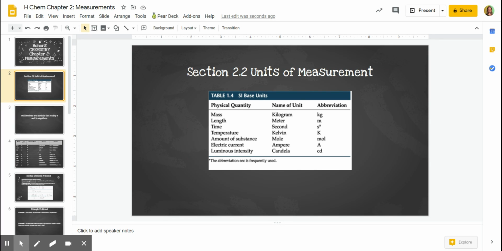So for mass, we measure in kilograms. For length, we measure in meters. Time is in seconds. Temperature is in Kelvin, and moles is used for the amount of a substance.